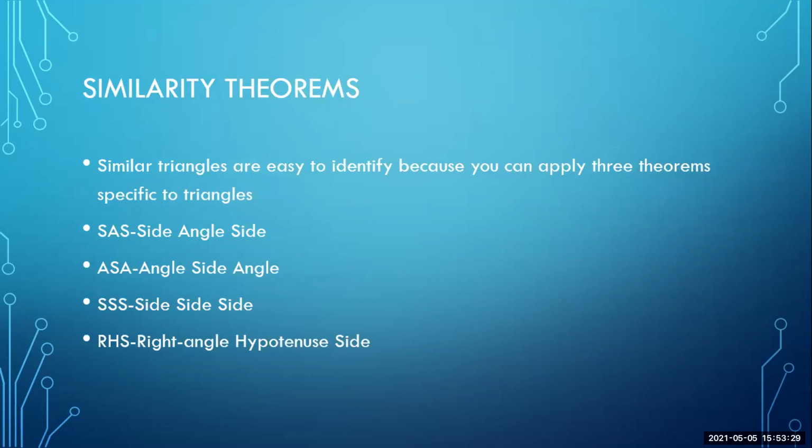Similarity theorems. Similar triangles are easy to identify because you can apply three theorems specific to triangles: SAS, side angle side; ASA, angle side angle; SSS, side side side; RHS, right angle hypotenuse side.